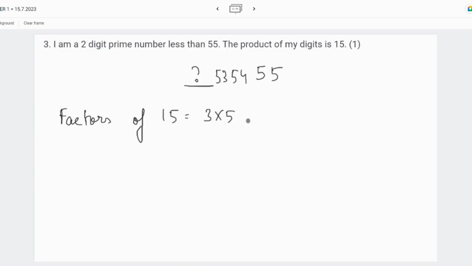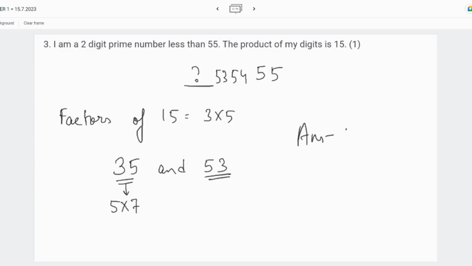It cannot be 1 and 15 because if it is 1 and 15 it will make 3 digits, 1 1 5. But over here it is said that it is a 2-digit prime number. With the combination of 3 and 5 I have two numbers which are less than 55, 35 and 53. 35 is a composite number whose factors are 5 and 7. 53 is a prime number.